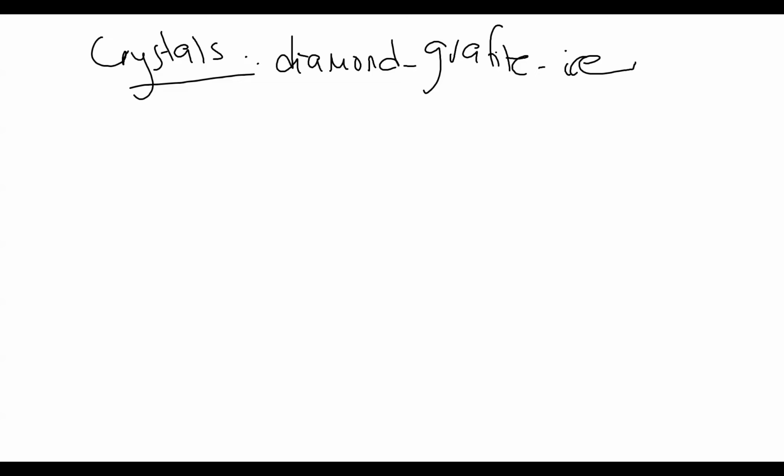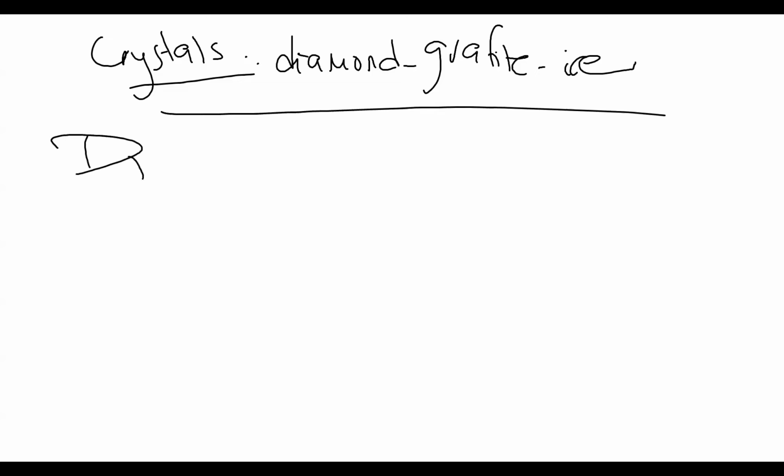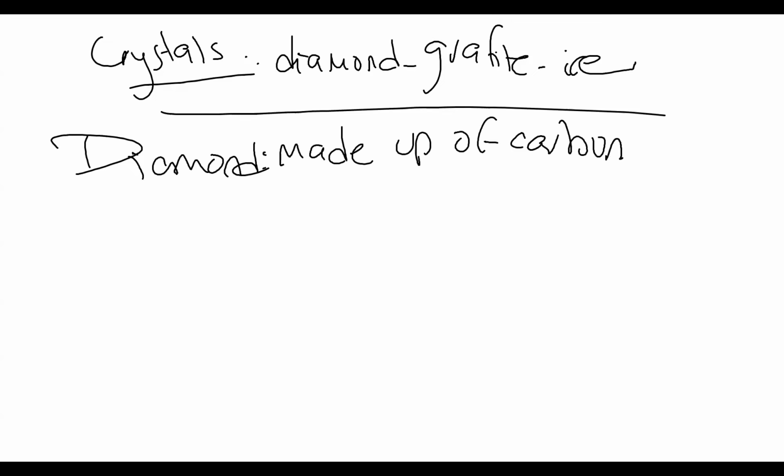So let's first speak about the diamond. As a structure, it's made up of carbon, it's a cubic crystal. I think its structure looks like this.